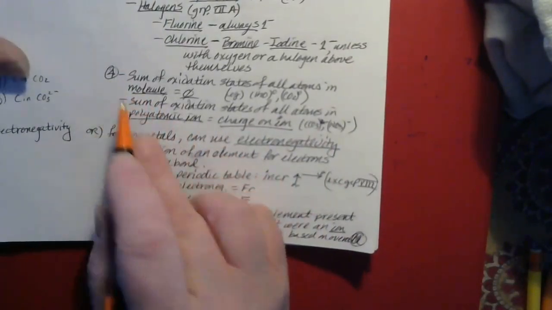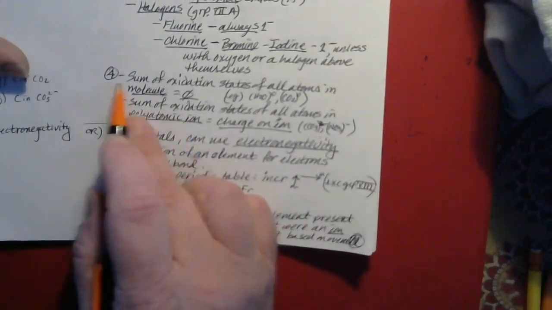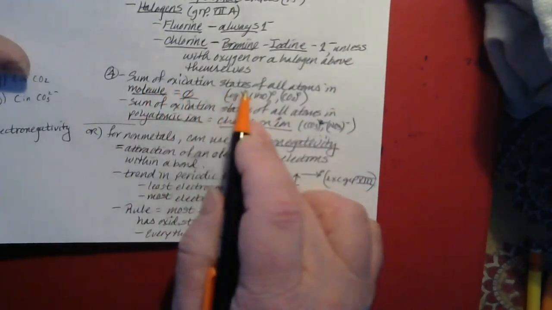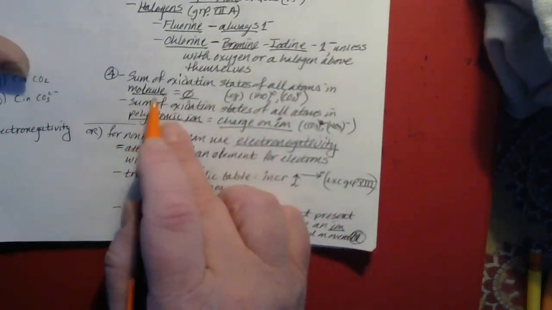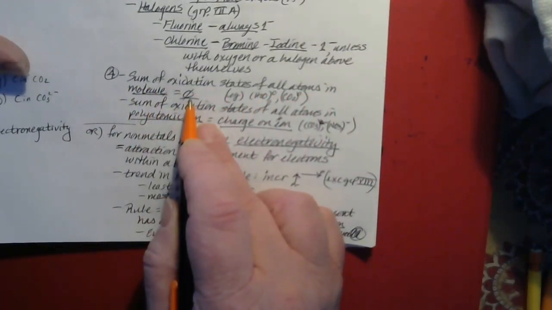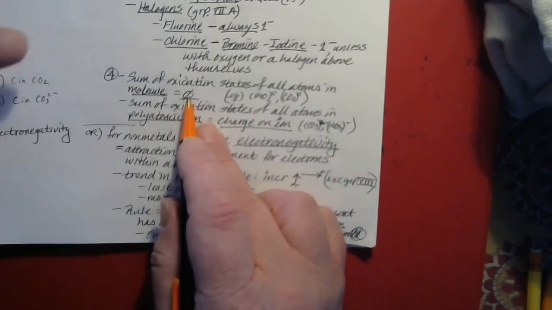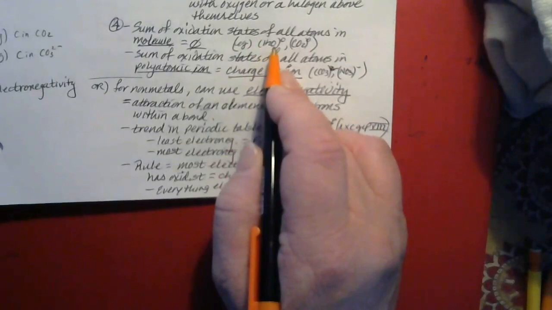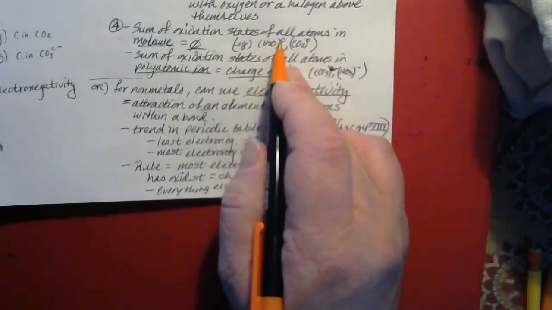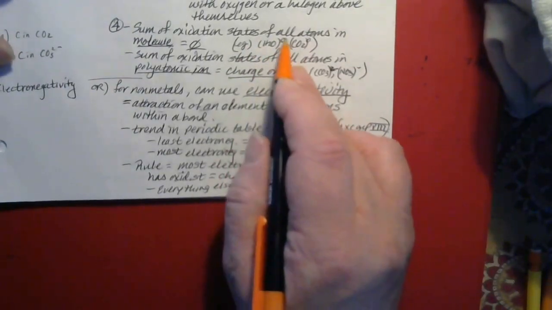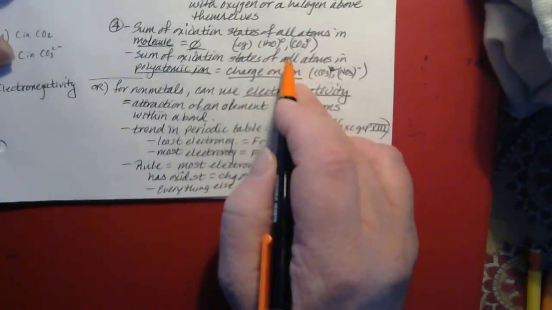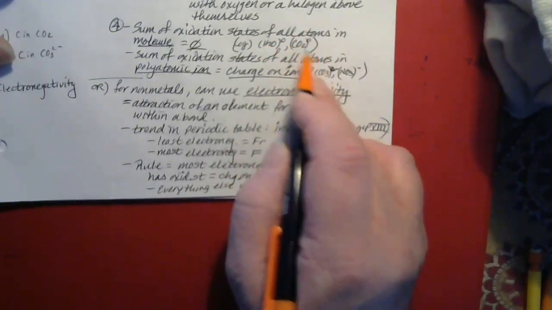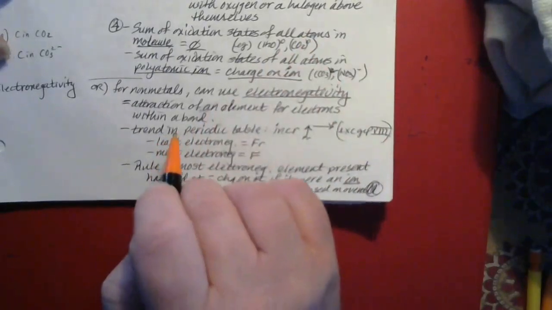And number 4 is the total, or the sum, of the oxidation states of all of the atoms in a molecule has to equal 0, because there's no overall charge on a molecule by definition. So for instance, if you're talking H2O, the overall charge on H2O has to be 0. So I've written a little 0 after it. The overall charge on something like CO2 has to be 0.